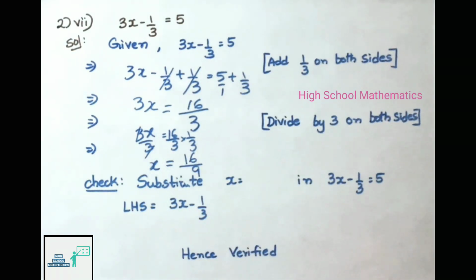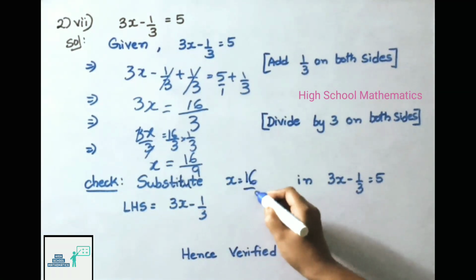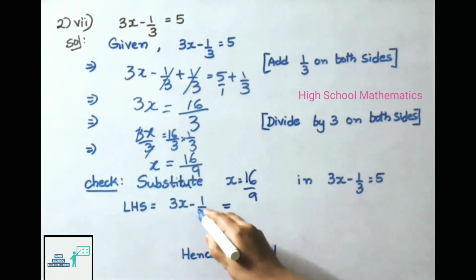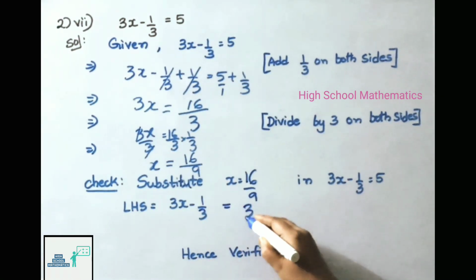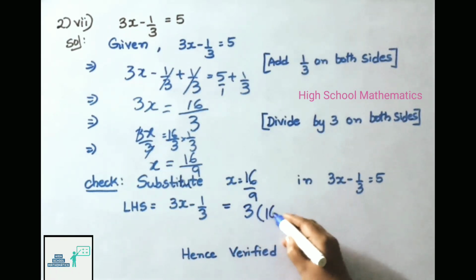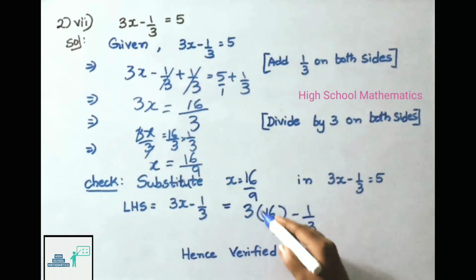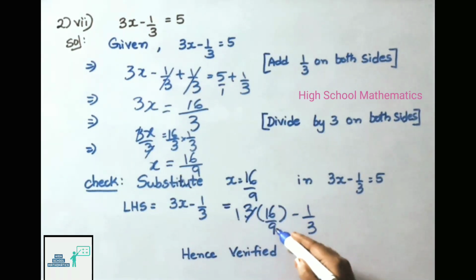So x value is 16 by 9. Let us check our result. Substitute x value equal to 16 by 9 in the given equation 3x minus 1 by 3 equals 5. Here we have taken our LHS part, that equals 3 into x value 16 by 9 minus 1 by 3. 3 ones are 3.